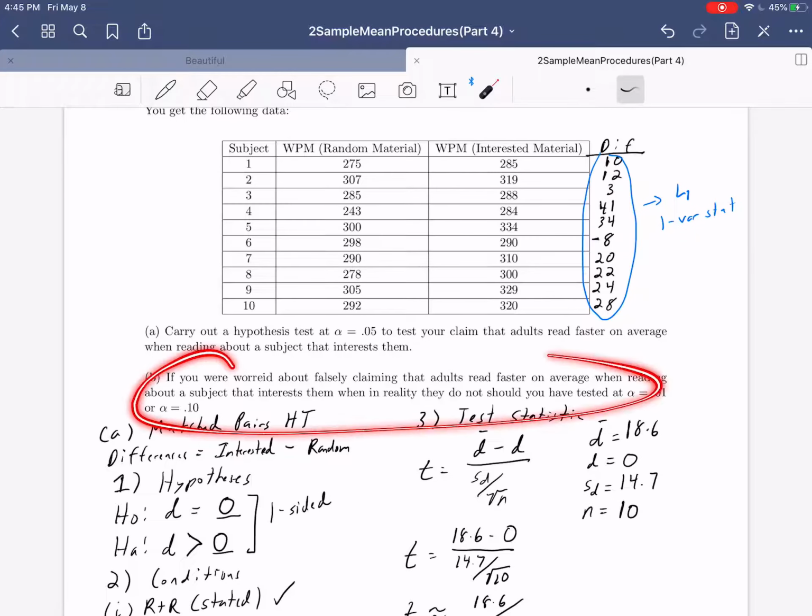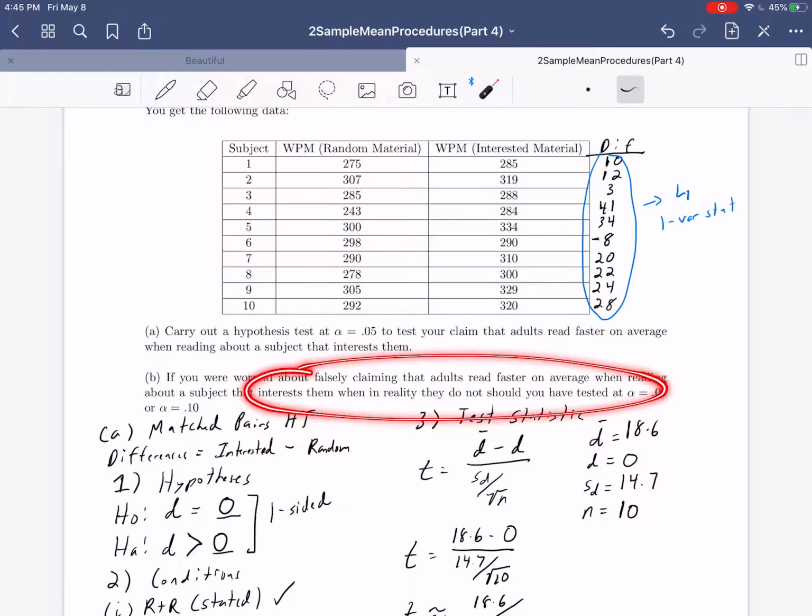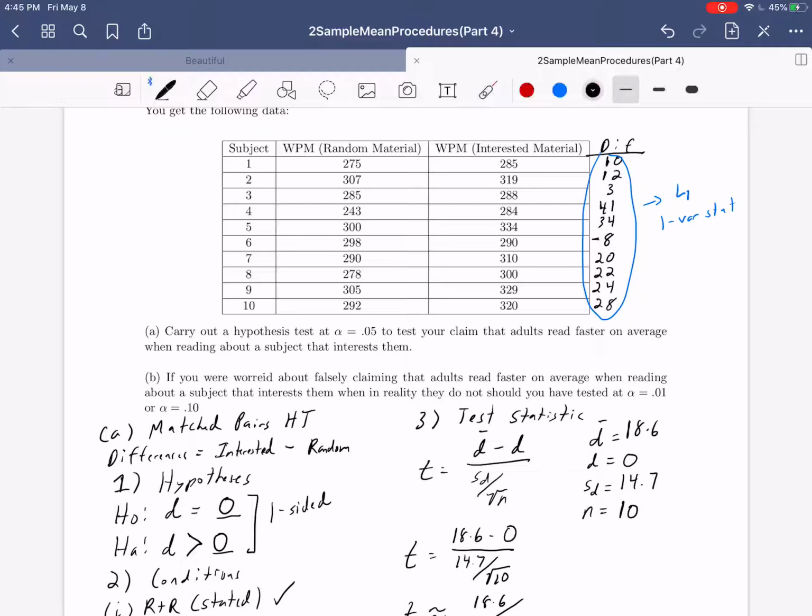All right, let's quickly talk about part B here. So if you were worried about falsely claiming that adults read faster on average when reading about a subject that interests them, when in reality they do not, well, how would we decide that they read faster on average? Well, to decide that they read faster on average, that sounds like we'd be throwing out that there is no difference and going with that interested really is greater than random on average. Well, that means that this is describing a false positive, where we think something is going on, but it's really not. So this is describing a type 1 error.